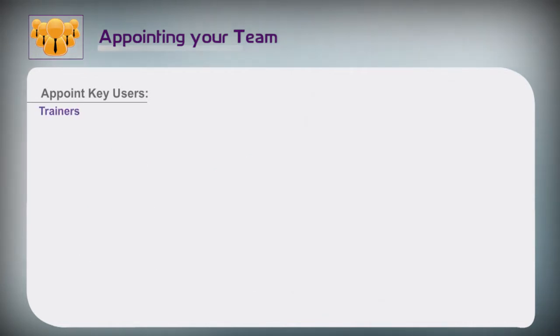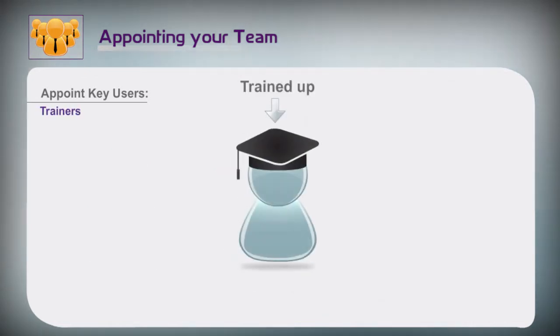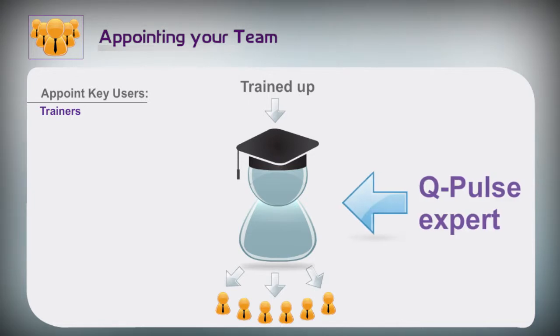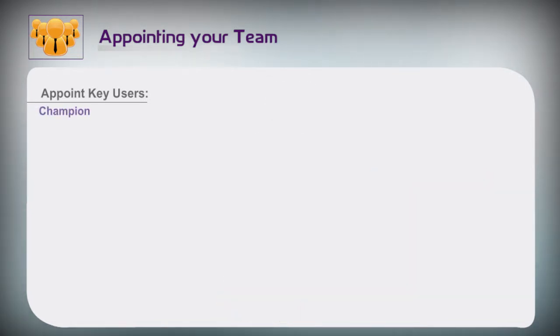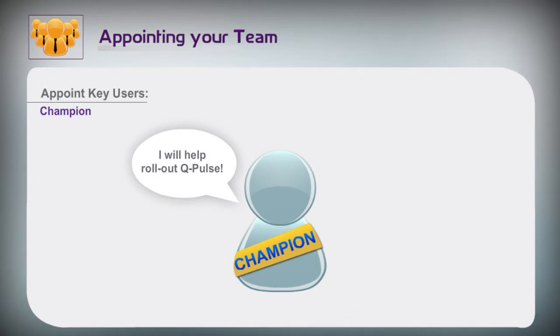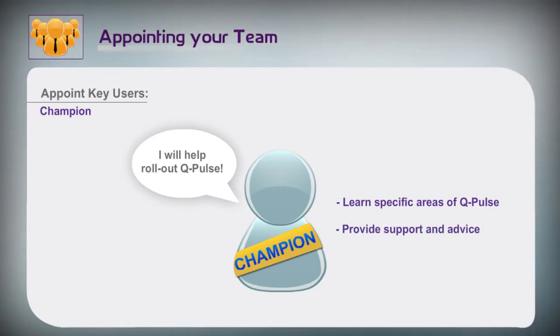Trainers will receive in-depth training from the consultant, which they can then pass on to other QPulse users. While the Gale Academy covers most of the day-to-day training your users will need, you should still appoint at least one trainer who can answer any questions about QPulse, particularly those relating to your own organisation. You should also appoint users to act as champions or module experts. These people will help you roll out QPulse by learning about specific areas of the system, then providing support and advice to everyday users of QPulse.